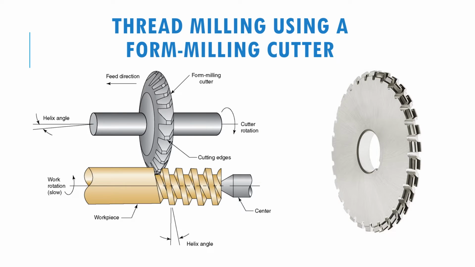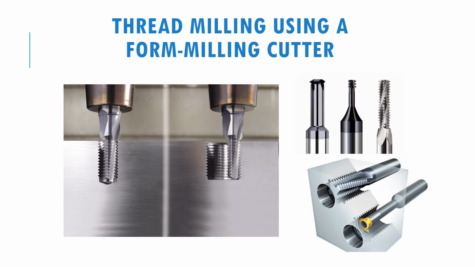Apart from that, we can also produce the external thread using form milling cutters. It is a special thread cutter created for thread milling. For internal threading, we can also use a form milling cutter, as you can see in the picture in this slide. So these are some tools and also an example of the end product where internal threading is produced via the form milling cutter.